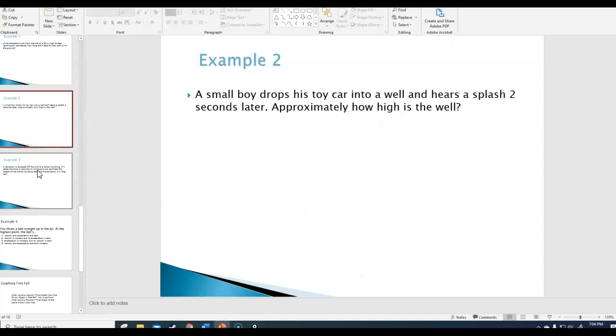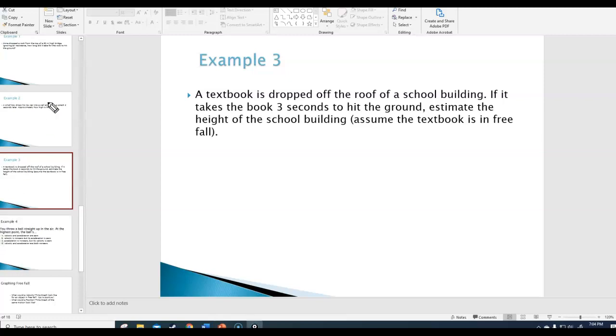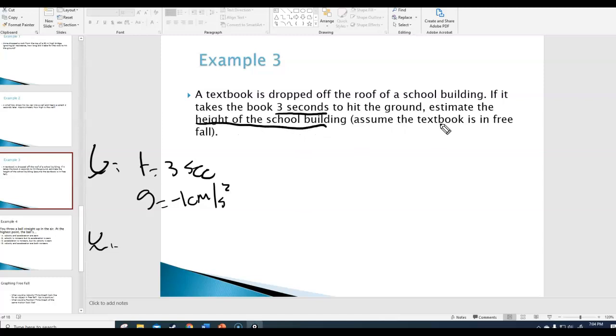A couple more examples. Example 3 says a textbook is dropped off the roof of a school building. If it takes the book 3 seconds, there's that time, t equals 3 seconds, to hit the ground, I always have the acceleration due to gravity. Again, that's not gravity, it's the acceleration due to gravity. I always have that as a given. My unknown is height. Assume that the textbook is in free fall, so no air resistance. Once again, this is basically the exact same situation as example 2. It's really not any different.